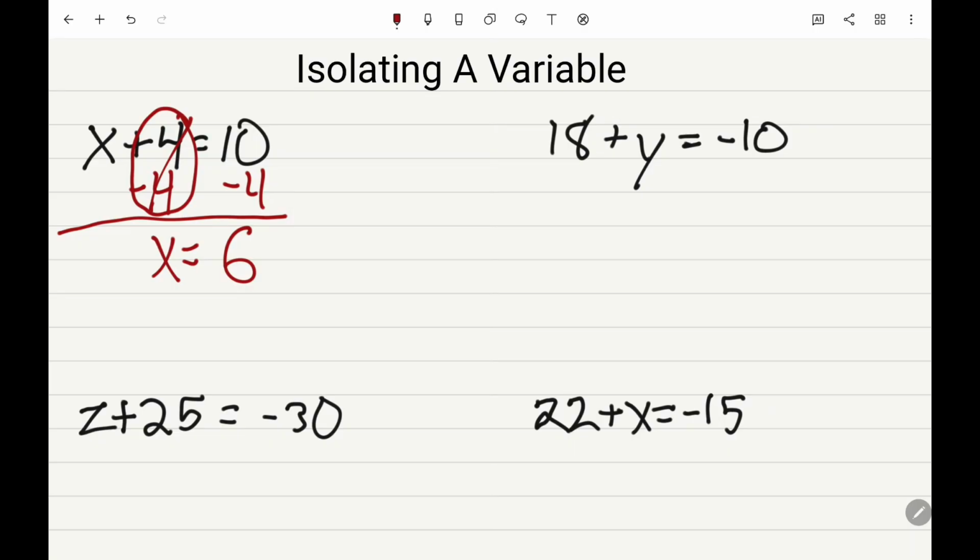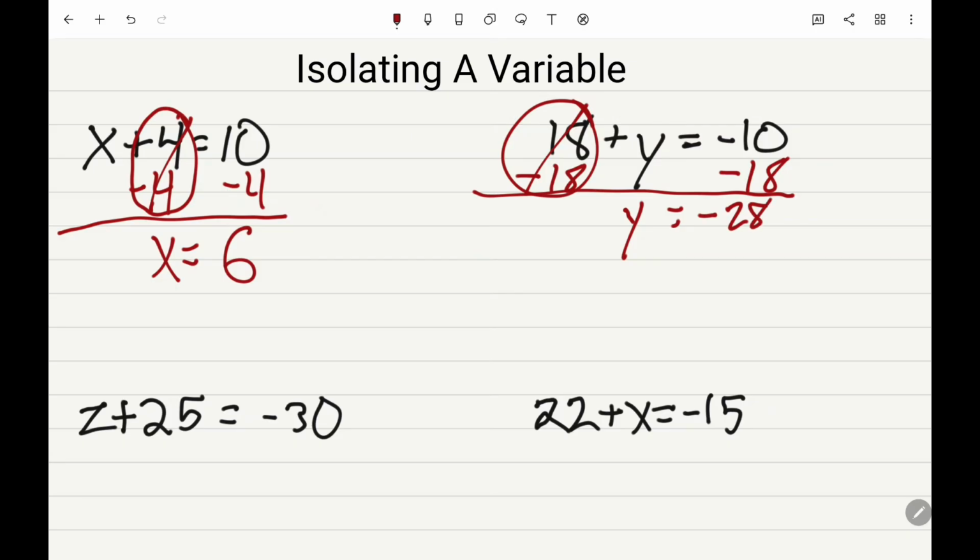18 plus y equals negative 10. So I want to isolate y, so I'm going to get rid of my positive 18 with a minus 18. I'm going to subtract 18 from both sides. 18 minus 18 gives you 0. So we have y is equal to negative 10 minus 18. We're going to combine them, and we're going to have negative 28.